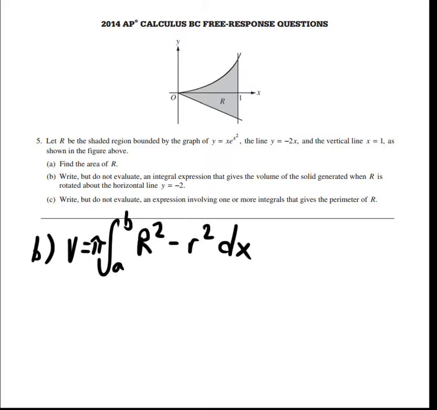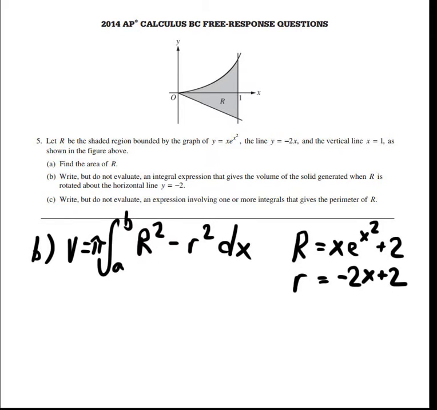This is essentially the same thing as saying volume equals integral from a to b of pi big R squared minus integral from a to b of pi little r squared. Now we just have to figure out what big R and little r are equal to with respect to x. Big R is the bigger radius, and it's equal to x times e to the x squared plus 2, because we're rotating around the line y equals negative 2. Little r is negative 2x plus 2.